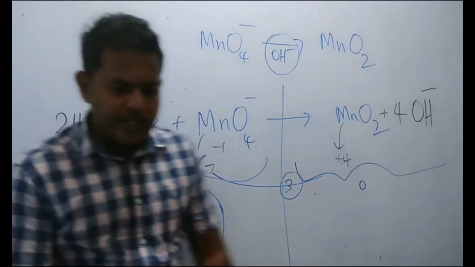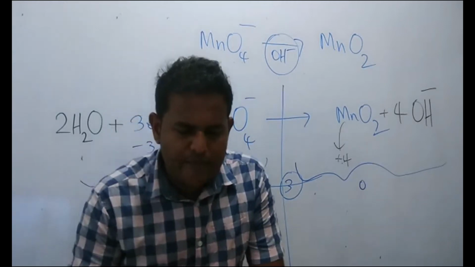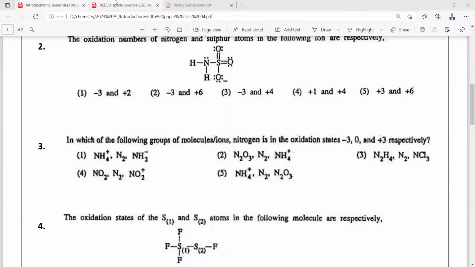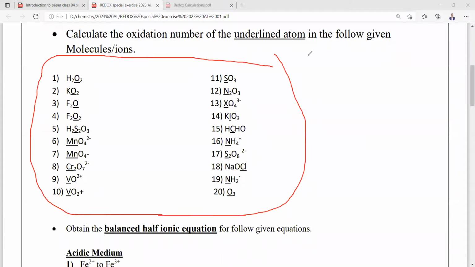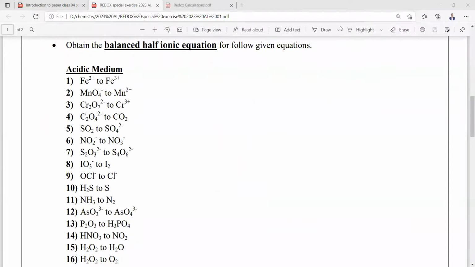So you can see in our tute, we have many more examples. I have added this tute already to your WhatsApp group, right? Redox exercise. So you have to finish this 20. Determination of the oxidation numbers. And then here, write balance half equation. Can you see? Write the balance half equation.